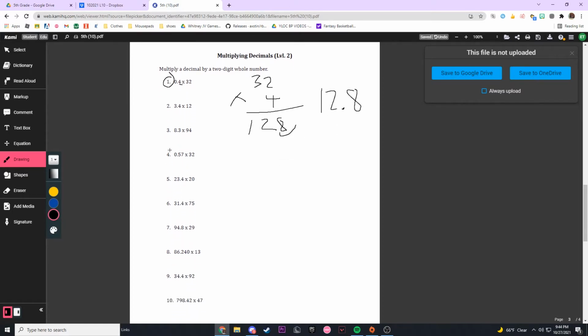For number 4, we have 0.57 times 32. So once again, we ignore the decimal place, so it becomes 57 times 32. So we have 2 times 7, which is 14. So carry over the 1. 5 times 2, which is 10, plus 1 is 11. And now we put a 0 as a placeholder.